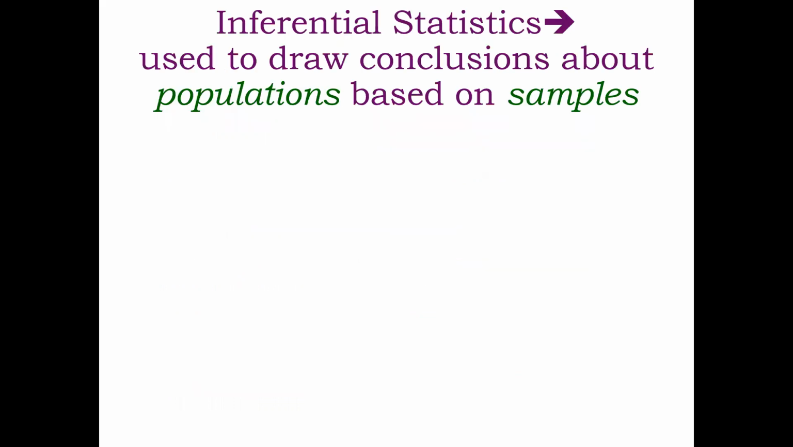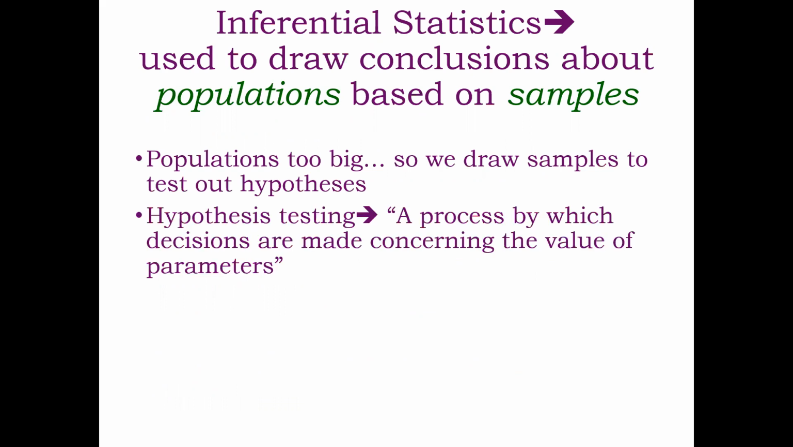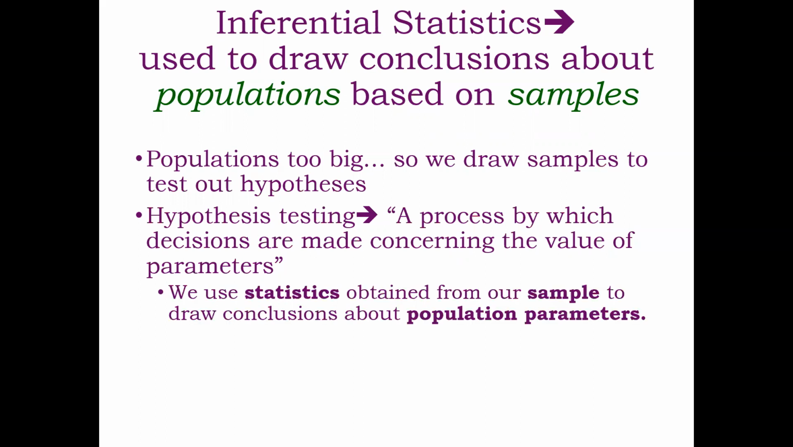So to repeat, inferential statistics are used to draw conclusions about populations based on samples. This is because populations are too big. We can't test everyone. Your textbook definition of hypothesis testing: a process by which decisions are made concerning the values of population parameters. We use statistics obtained from our sample to draw conclusions about population parameters.